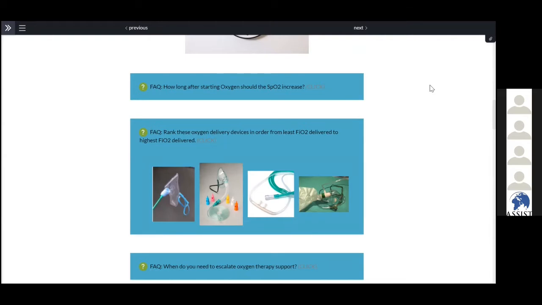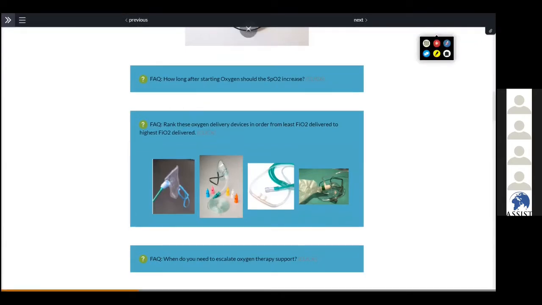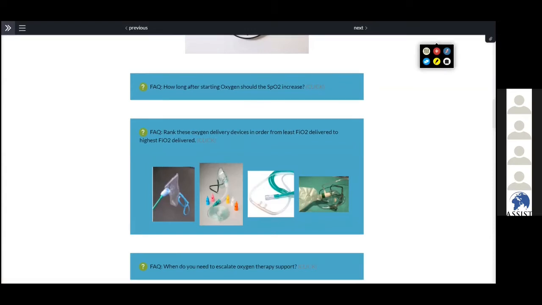Okay, that's very good. Indication for oxygen measurement. Yeah, that's a good takeaway. Okay, when to deliver oxygen saturation. Yeah, just to remind ourselves that those indications include the presentation of the patient.